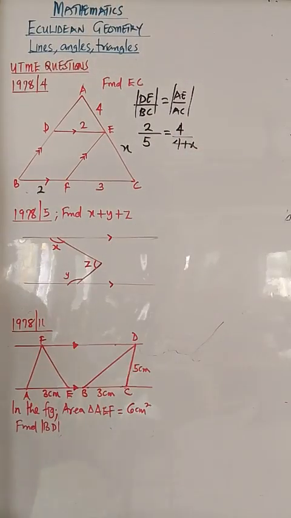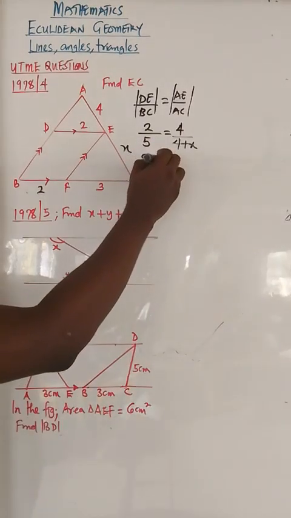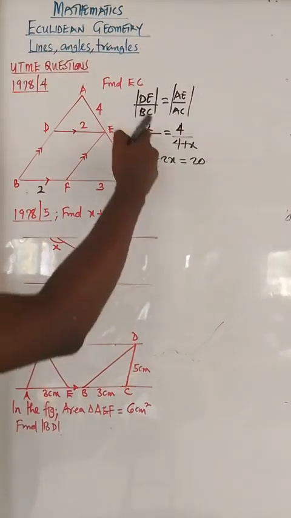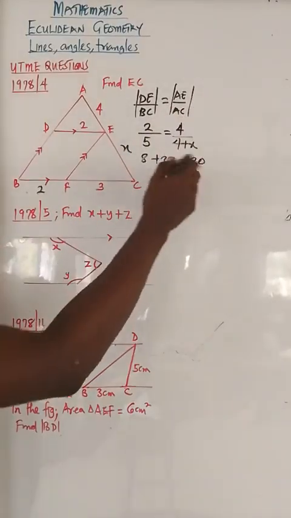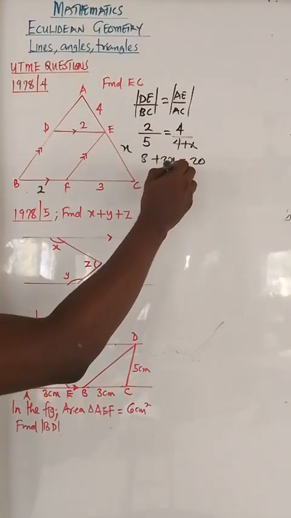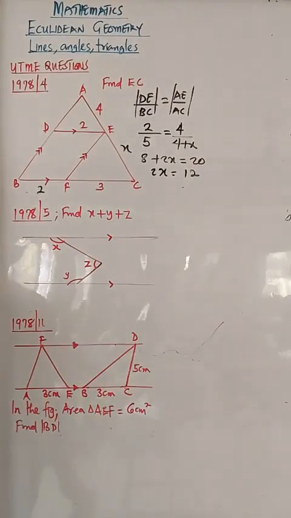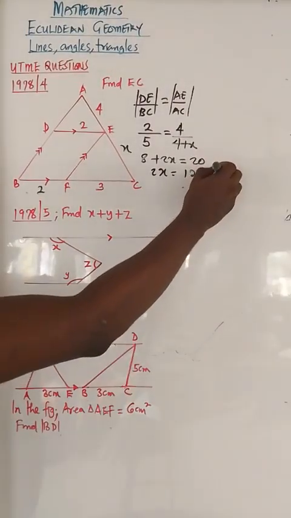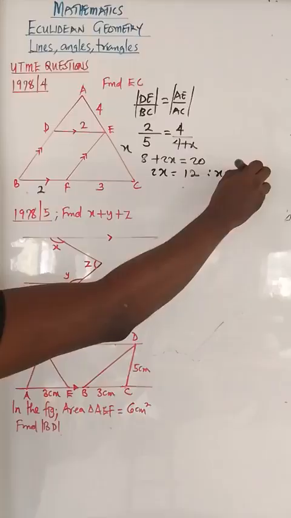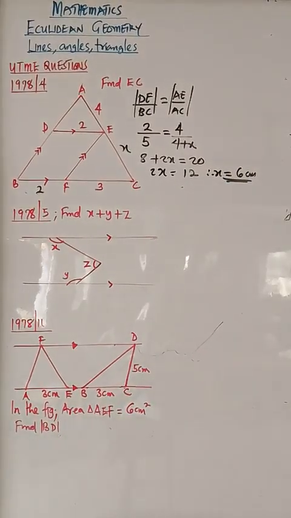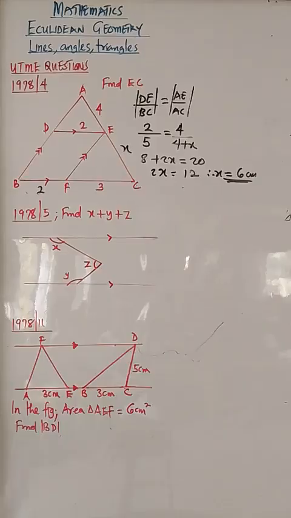So let's cross multiply. We have 8 plus 2X equals 20. 2 times 4, 8. 2 times X, 2X. 5 times 4, 20. From here, 2X equals 20 minus 8, that's 12. Then we divide by 2. Therefore, X equals 6 centimeters. As simple as that.